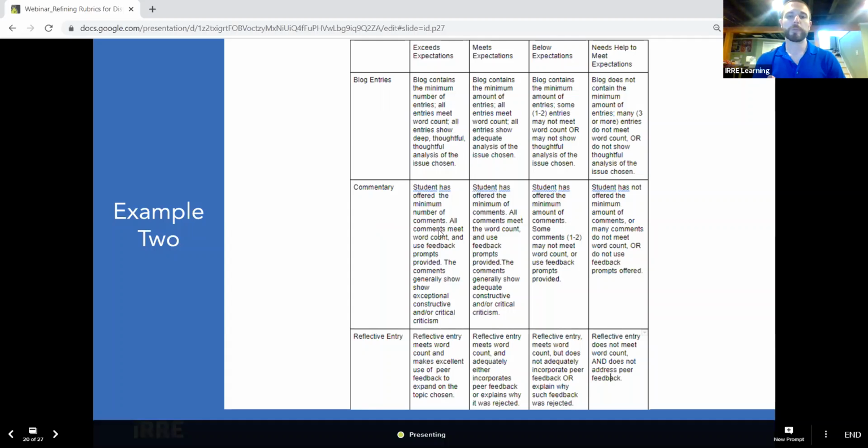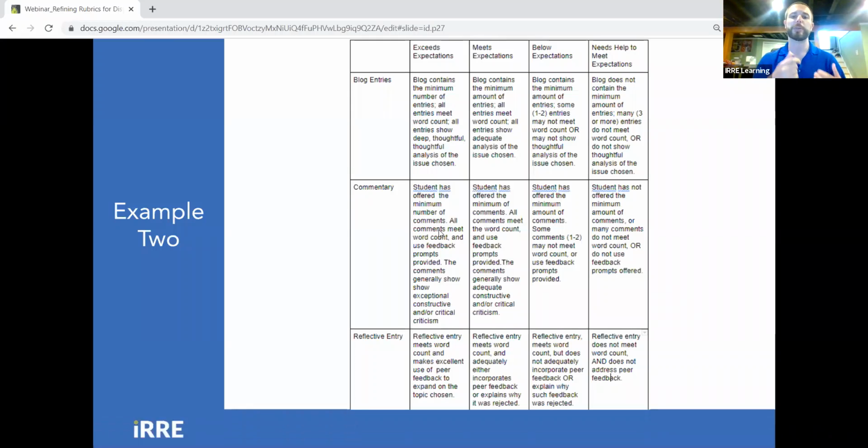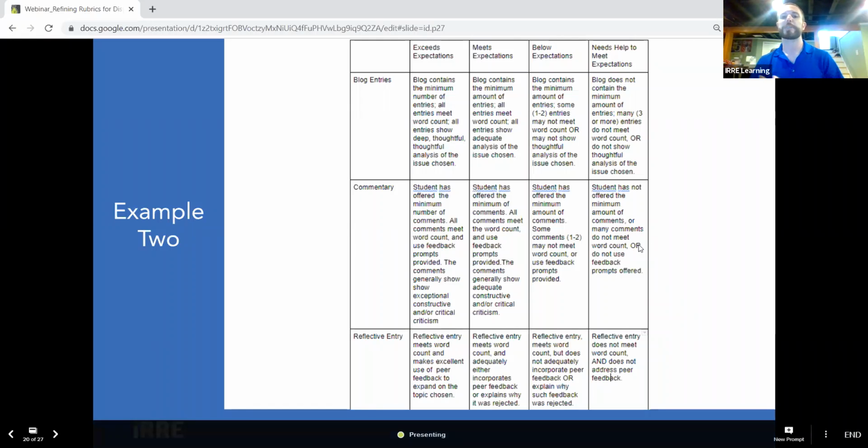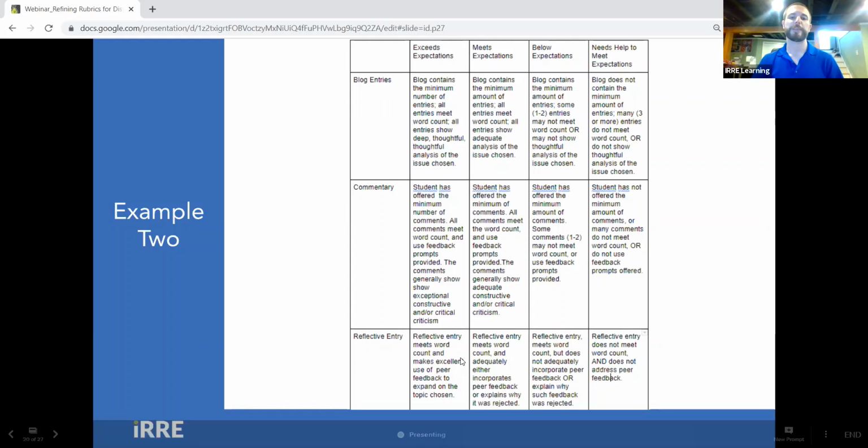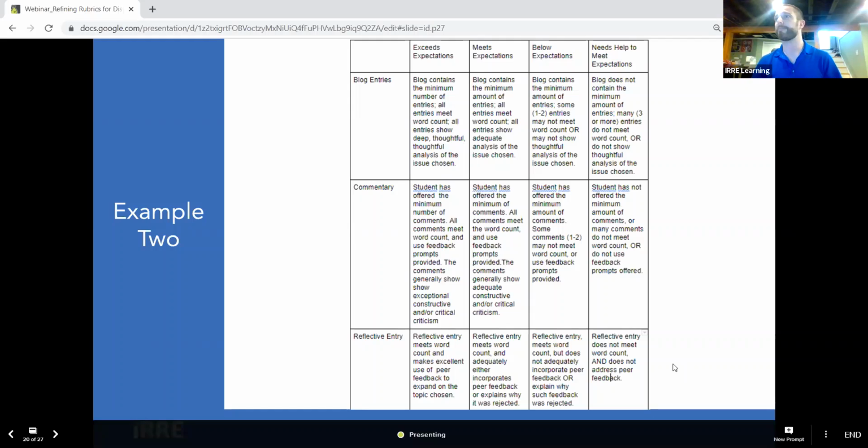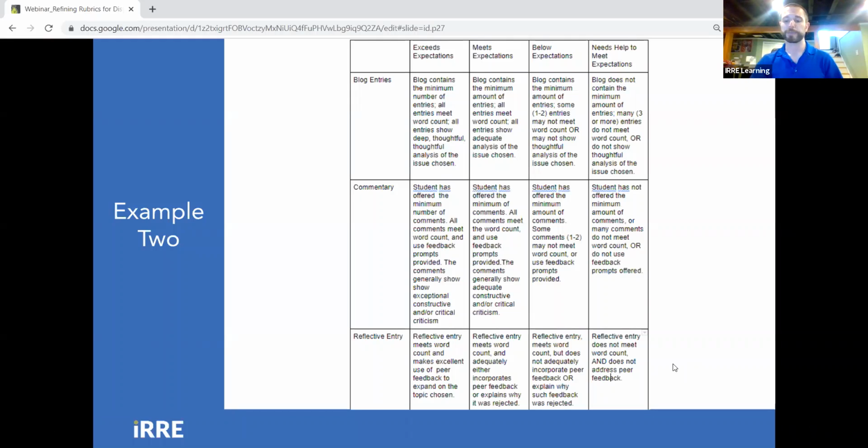In the indicator for comments, we're looking at whether we've had the minimum number of comments, and whether we use feedback prompts to provide those comments and show exceptional constructive criticism, all the way down to not using some of the feedback prompts or not offering some comments. And that we have a reflective entry that shows careful consideration of the feedback given by our peers, all the way to not meeting word count or not addressing some of that peer feedback that was given to us.